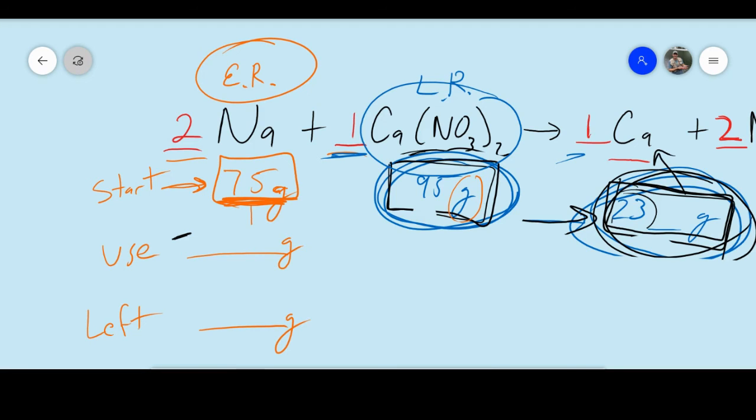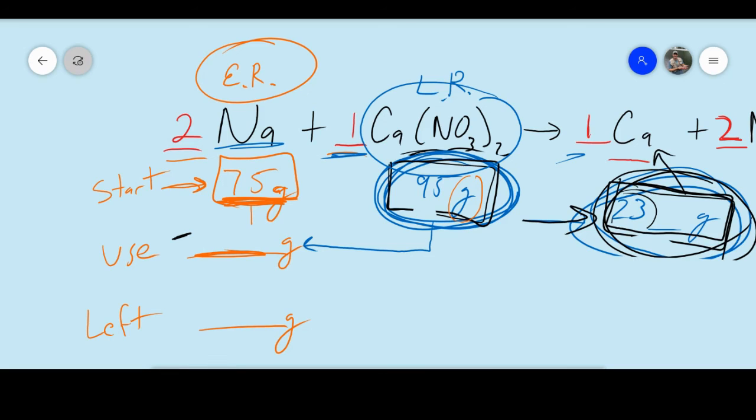So how do we figure out this number right here? We're going to take our limiting reactant number, the 95 grams, or if you converted that to moles, we can go for moles. And we're going to go to here, grams of the excess reactant. Again, stoichiometry to go from the limiting reactant to the excess reactant here. So let's go ahead and do that.